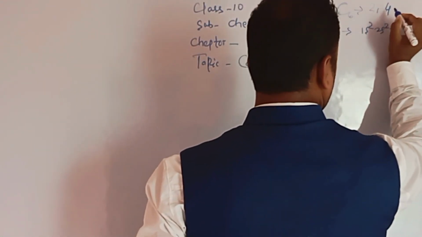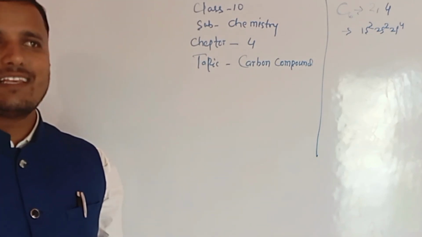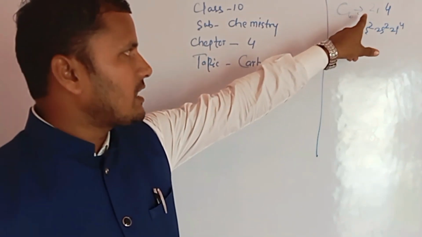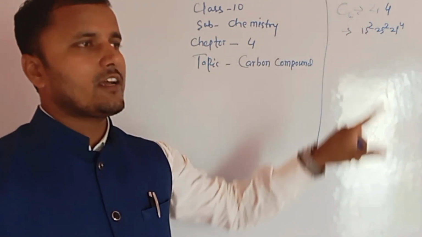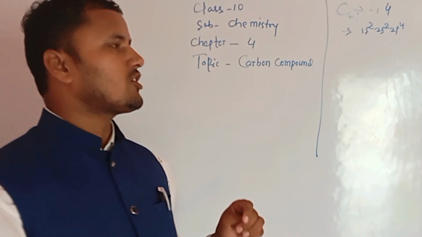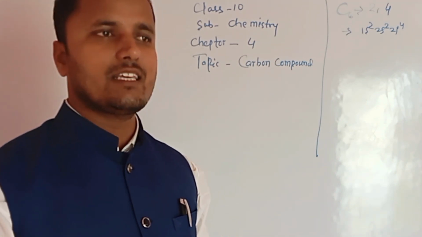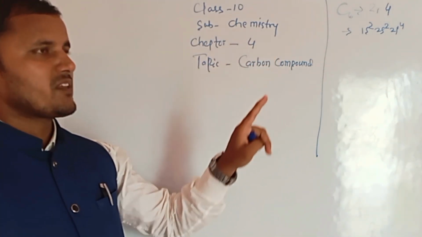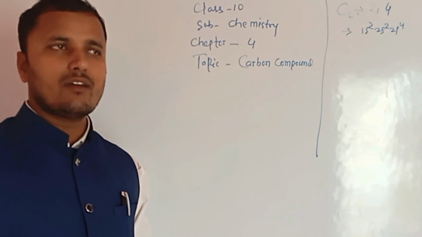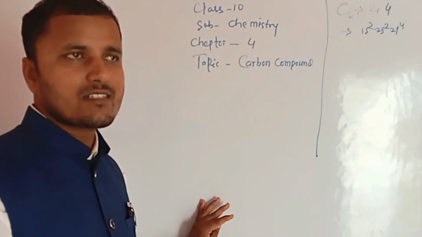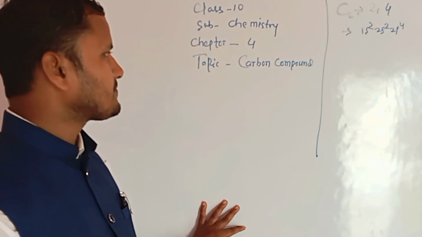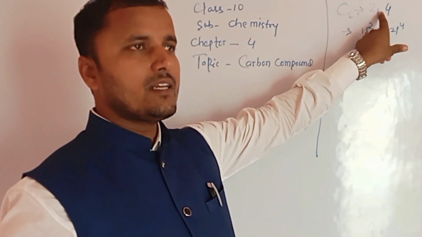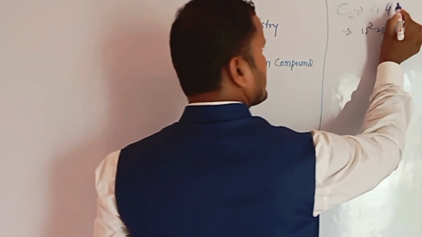How many? 4 electrons. What is valence electron? Valence electron and valency, remember also. Number of electrons present in the outermost orbit is called valence electron. But there is a difference between valency and valence electron: valency is always less than or equal to 4 and valence electron can be greater than 4. So, what is the valency of carbon? Valency of carbon is 4.